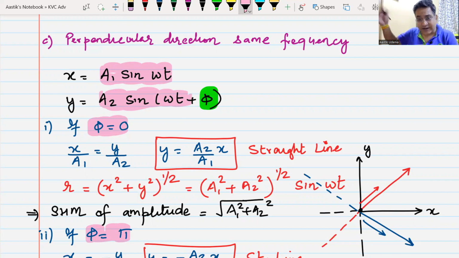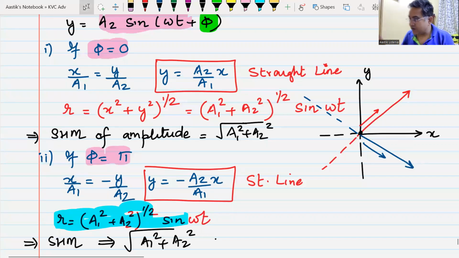Similarly, these two SHMs are happening along different lines. They are not x and y axis. Are you getting my point? The only thing is, it is not happening along x and y axis. It is happening along a line which is inclined at an angle. And you can also find that angle because the phase difference is constant. You can find out tan theta will be a2 by a1. Because the slope of the line is known to you. So you know the slope of this line, b by a, tan inverse b by a. And the SHM happens along this line.